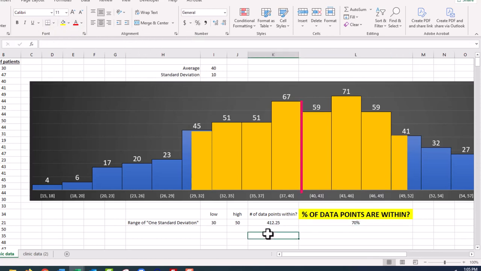Okay, what I'm going to ask you to do in the next couple of questions on this quiz is do the same percentages for 2 and 3 standard deviations. And then we're going to regroup.